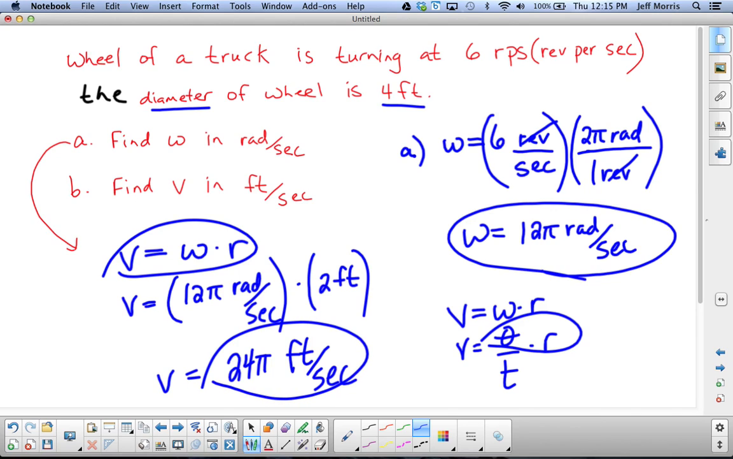Any questions? And you can actually multiply that out and see what it is. It's going to be about 72 feet per second, approximately.